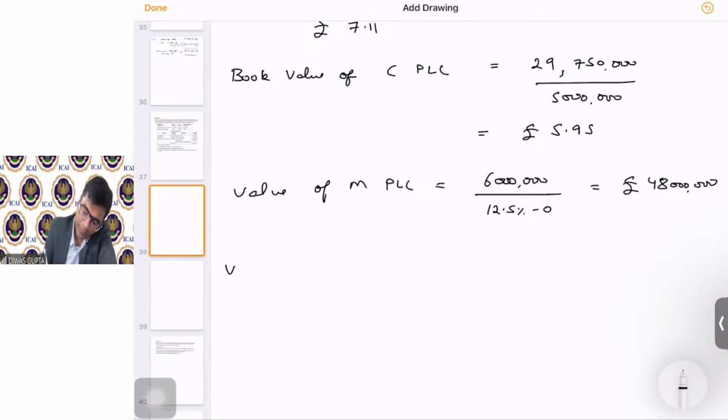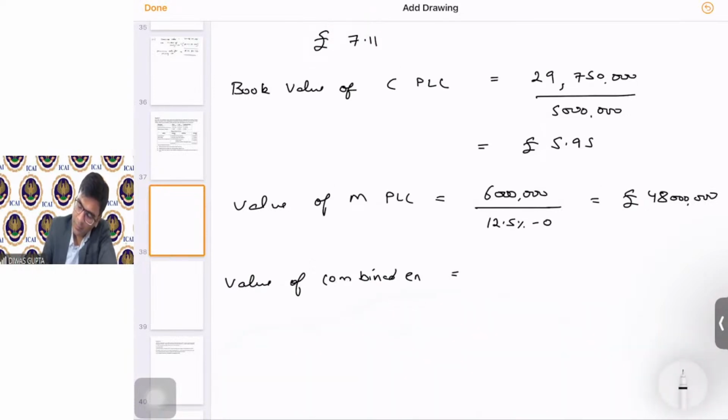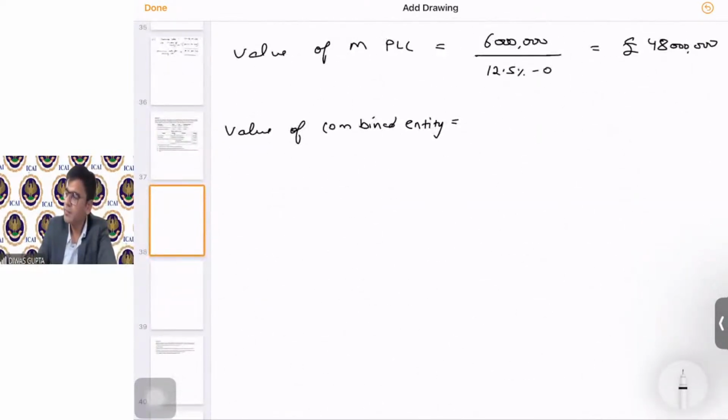Similarly, the value of the combined entity, because similar data is also given to us for the combined entity. So the cash flows are 12 million divided by 12%. That means 100 million.